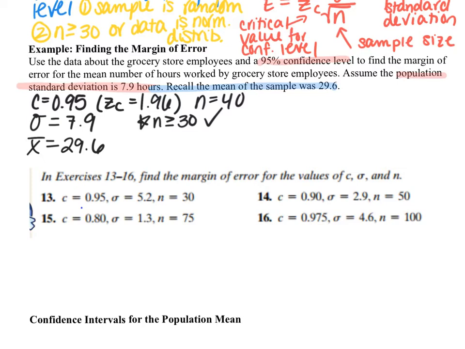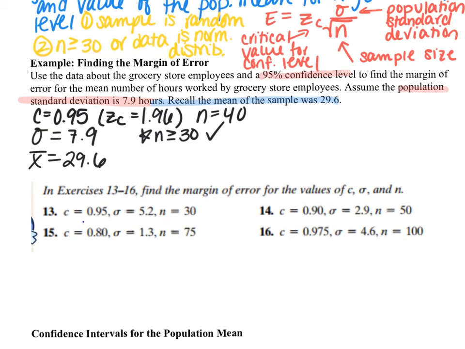So now all we have to do is use our little formula for E, which is above us, and we're just going to plug all that stuff in. So we get E equals z sub c, which is 1.96, times our standard deviation for the population divided by the square root of our sample size. And when you plug that in, we end up getting about 2.4.